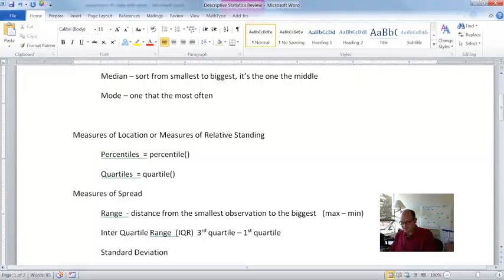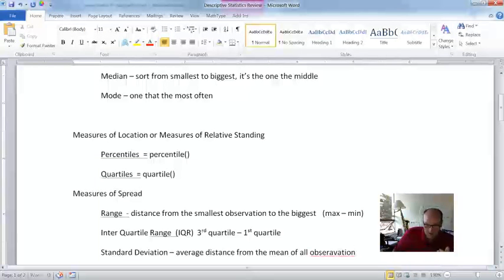Standard deviation. And what is the standard deviation? Well, the standard deviation, we decided to think about it intuitively, is the average distance from the mean of all observations. Of all observations. So what does that mean? Well, that means we first go out and find the mean.